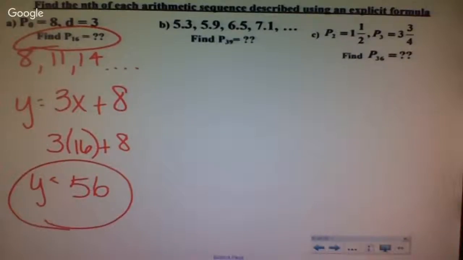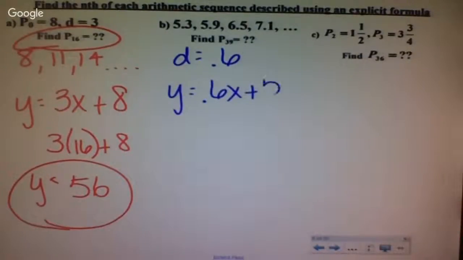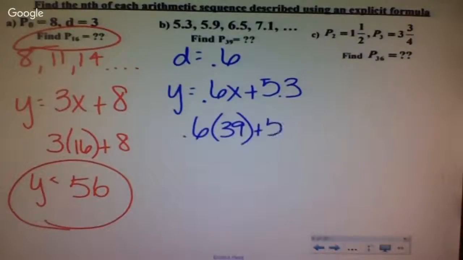Okay, so this time they actually just give you the sequence. So I need to first find my d value, and you said that's what, Ash? 0.6. My d value here is 0.6. It's going up by 0.6 every time. So y equals 0.6x plus 5.3. It starts at 5.3 and it's increasing by 0.6. They want us to find P sub 39. So 0.6 times 39 plus 5.3.